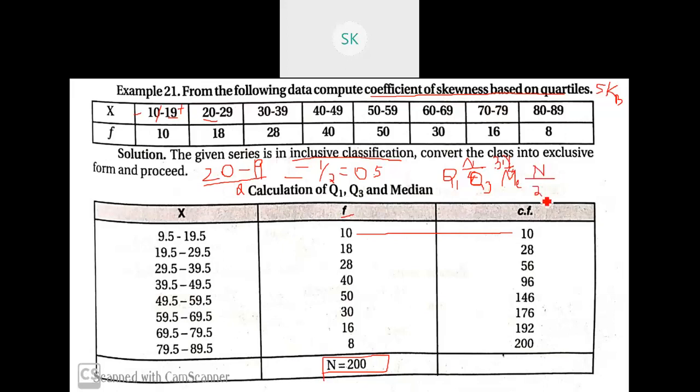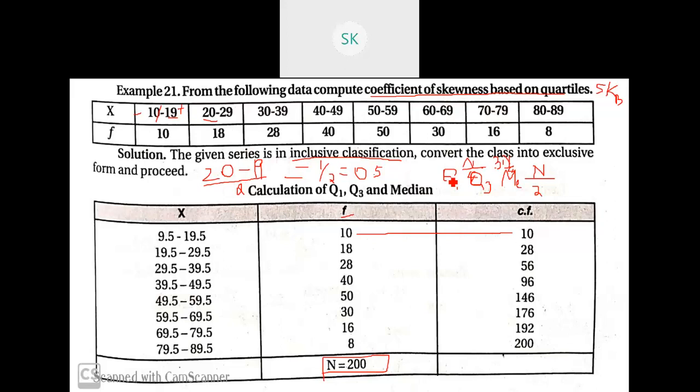This will give you the size of Q1, Q3 and also the median. After this, use the interpolation formula for everything. Choose the interpolation formula and find the values of Q1, Q3 and median. So that will be this problem.